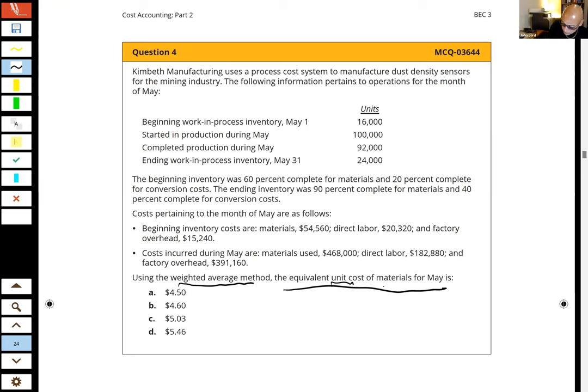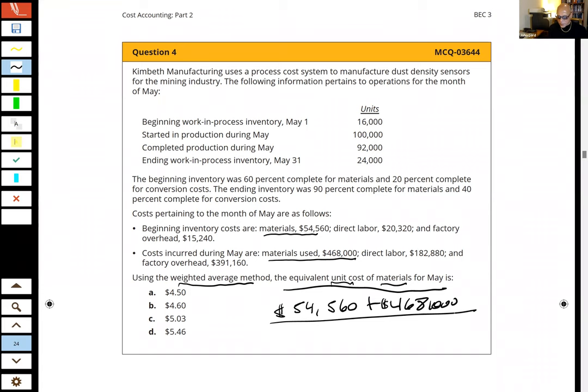So, and they're asking me for materials. So the first thing I would do is pick up the materials information, the materials dollars. And I know that those material dollars are going to be in my numerator in calculating my cost per equivalent unit, right? So the first thing I would do is pick up those two numbers so that by the time I'm coming out bloodied on the other end for the equivalent units, the harder part, at least I got that squared away, right? Any question on that?